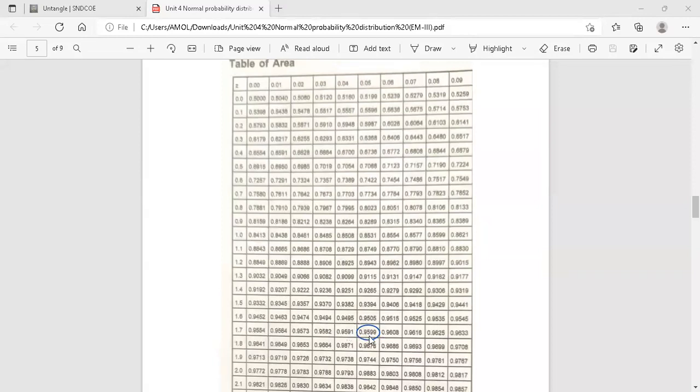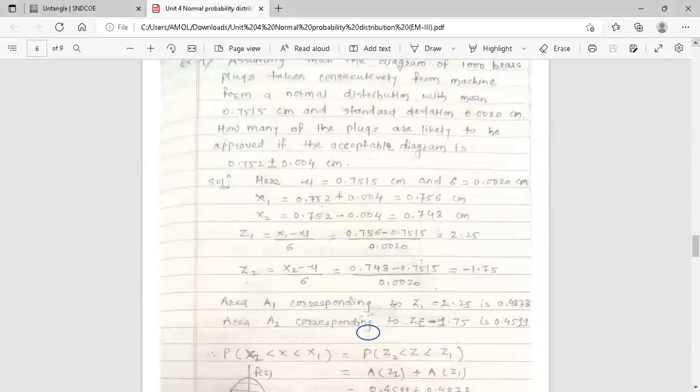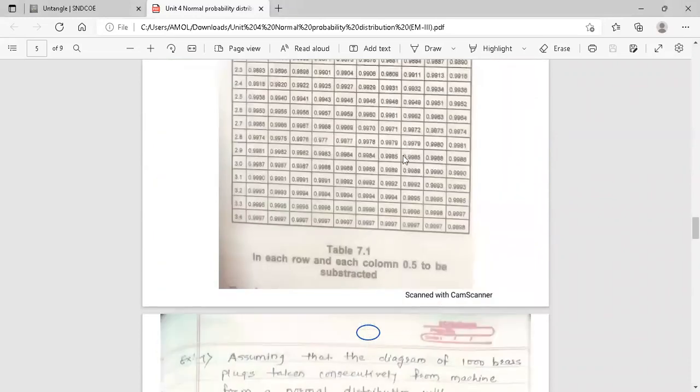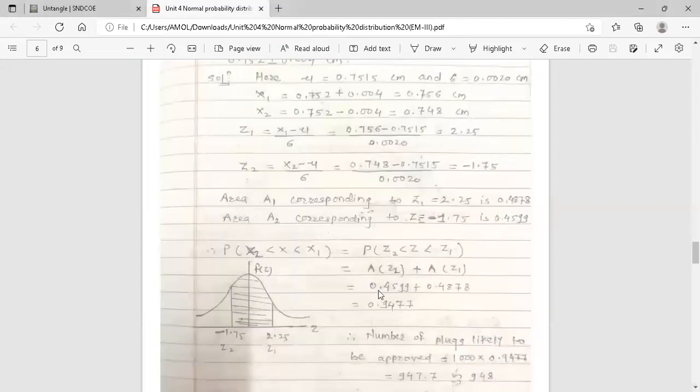Now subtract 0.5 from this value, 0.9599, because it is mentioned in the table that in each row and column you subtract 0.5. If we subtract 0.5 from that value, then we have the area 0.4599, plus the area of Z1. What is Z1? Z1 is 2.25.